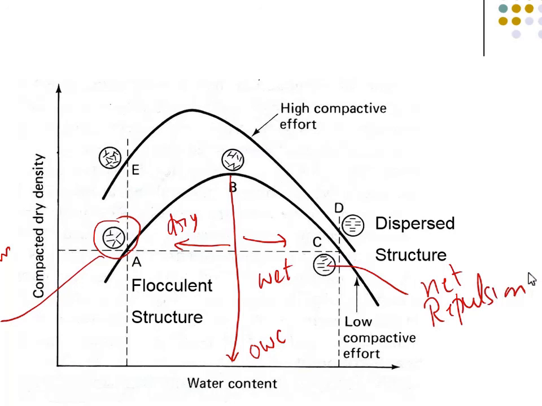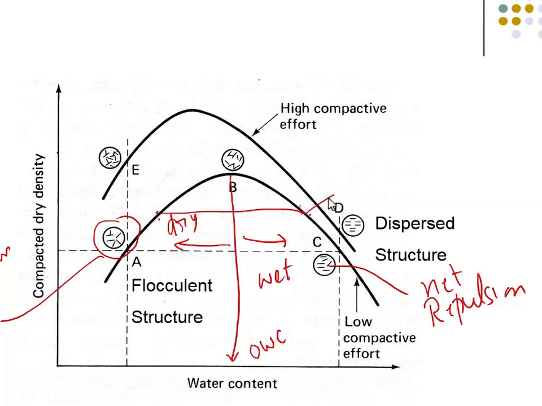And this fabric results in a soil which has lower shear strength, higher compressibility, lower void ratio, lower permeability. And so this is very interesting. By changing the water content, we can have the same density, unit weight, but one side is dry of optimum, the other side is wet of optimum. This will have a flocculated structure, this will have a dispersed structure.